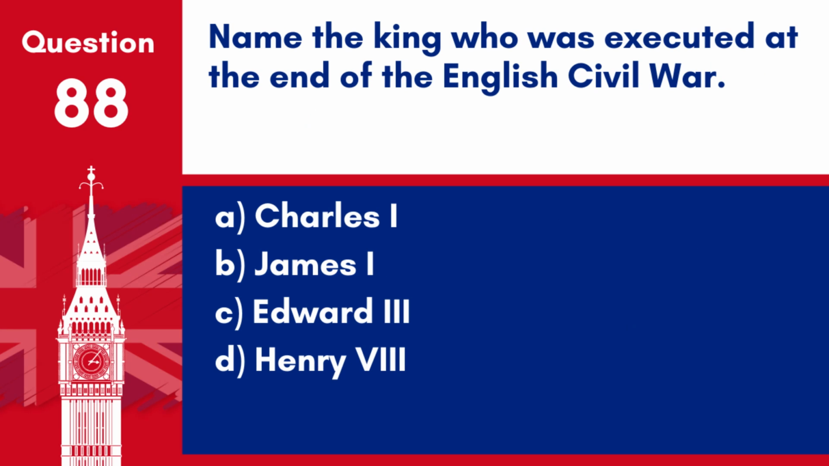Question 88. Name the king who was executed at the end of the English Civil War. A. Charles I. B. James I. C. Edward III. D. Henry VIII. Answer: A. Charles I. King Charles I was executed at the end of the English Civil War.